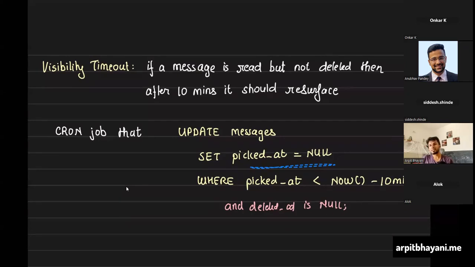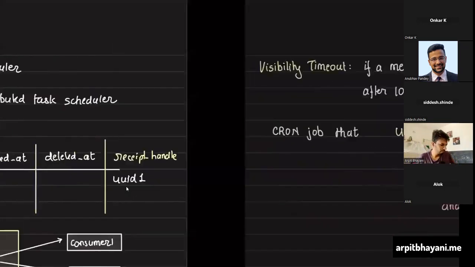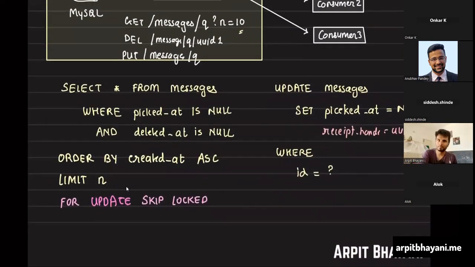Okay. What I was suggesting is that instead of just picked_at equal to null, we also add the condition picked_at less than now minus 10 minutes.